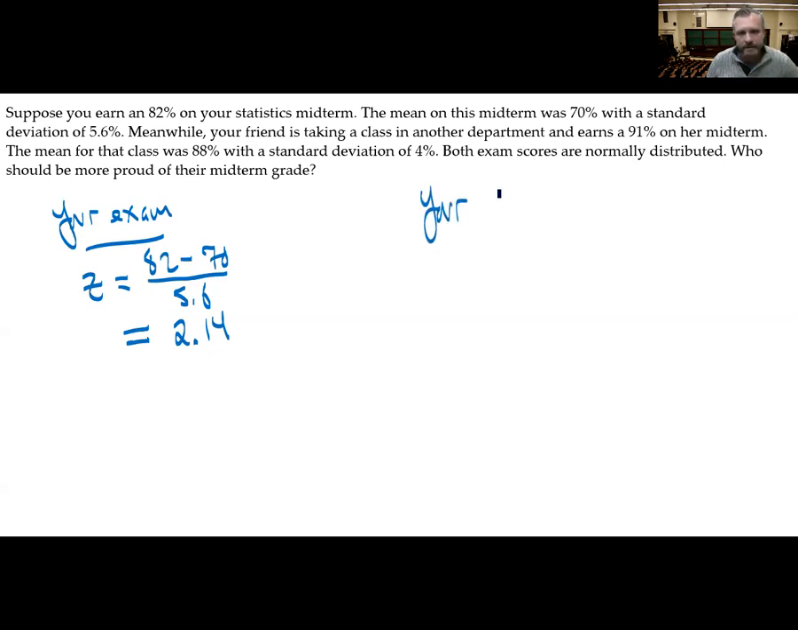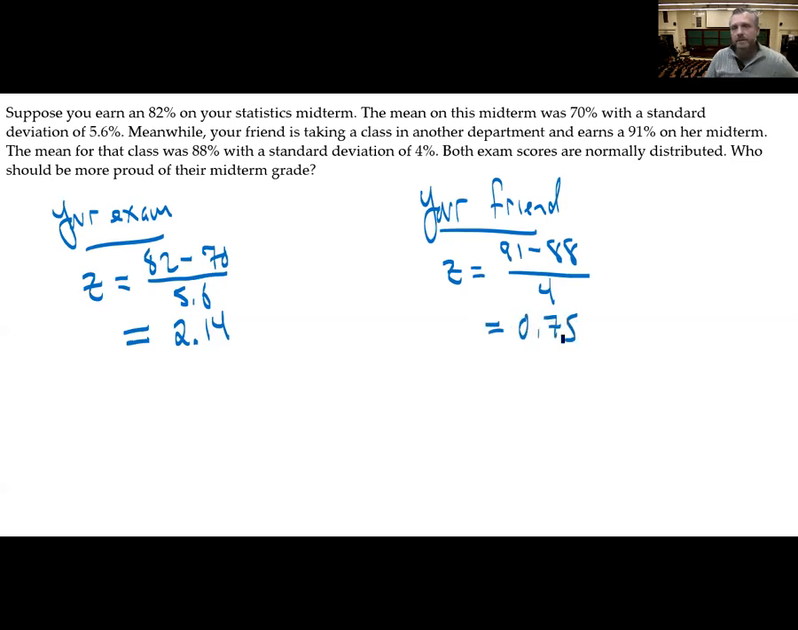Now let's see, your friend. We could have given her a name, but it's okay. So her z-score, well, she scored a 91. The mean was 88, and the standard deviation 4. And so what do we get here? 3/4, so 0.75. She was much closer to the mean.